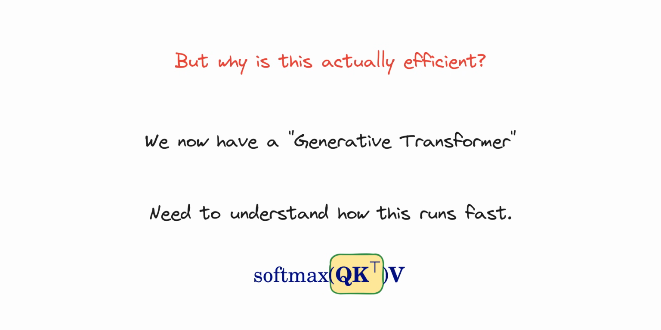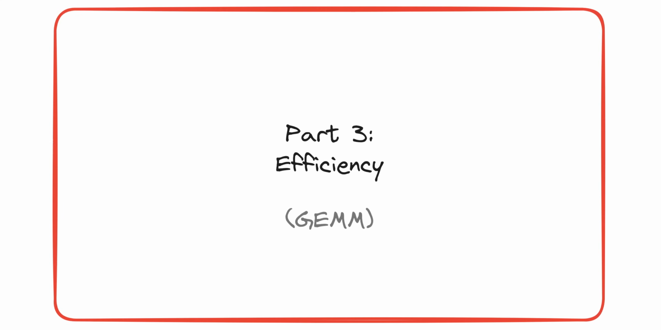So far, we've now described a full autoregressive language model. This model is known as a generative transformer. But what I haven't told you yet is why this actually runs fast in practice. In the next section, we'll dive deeper into this matrix multiply operation and see how we actually make it run fast on GPUs. Part 3, efficiency.